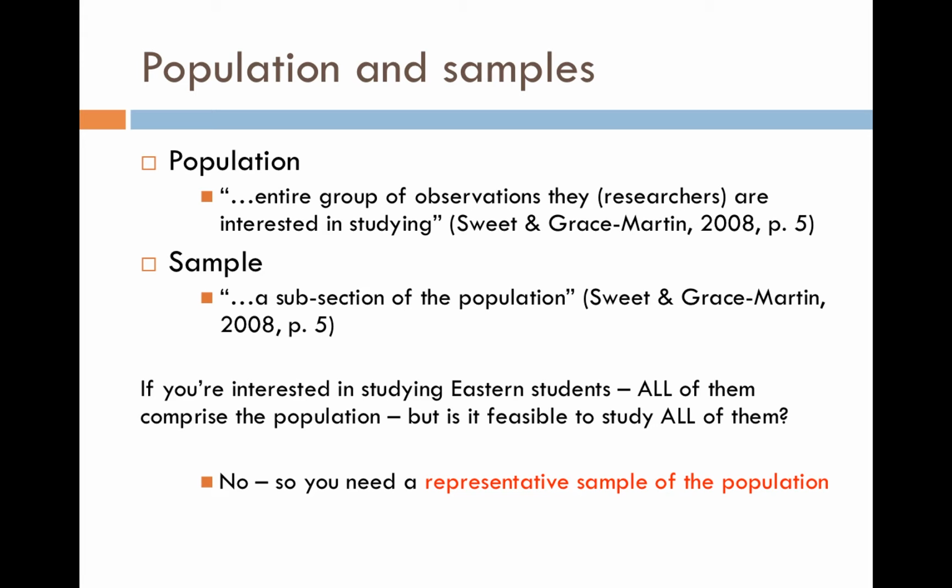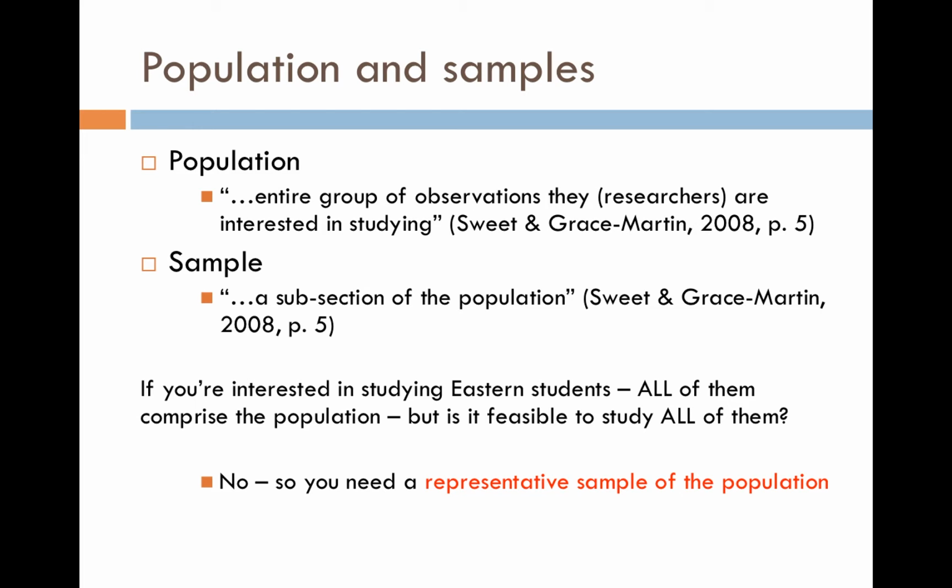So, a population is an entire group of observations that somebody is interested in studying. It is the entire group, every single person that could possibly exist within a group that you're considering. So if you're considering a research project with pregnant American adolescents, then every single one is in the population. Since it's nearly impossible to research every single person in a population, we have samples, and that's a subsection of the population.